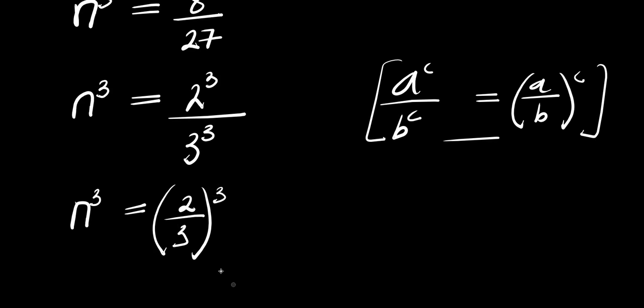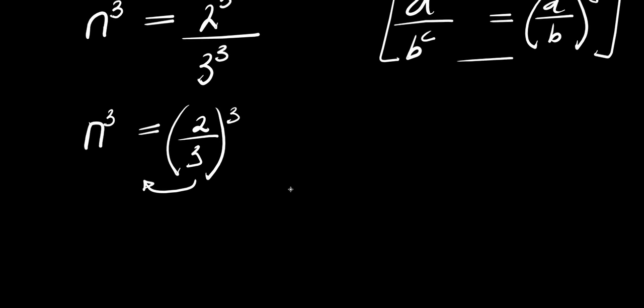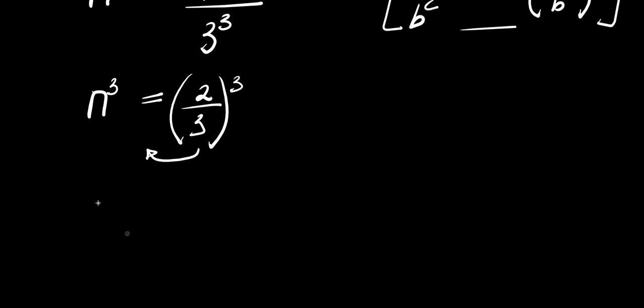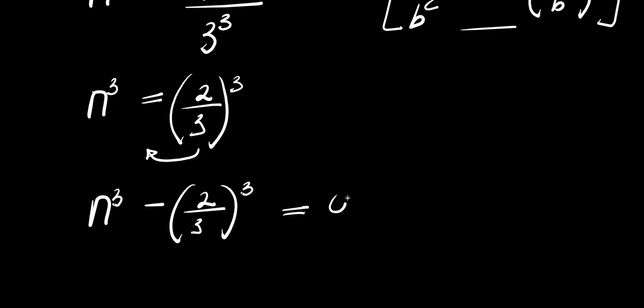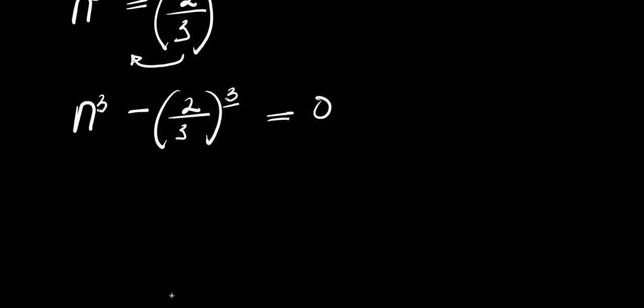of 3. So taking this over here, we are simply going to have n to the power of 3 minus 2 divided by 3 raised to the power of 3, and this equals 0. Now we have power 3 here. We also have power 3 right here, and there's a minus here. So let's try and expand this so we can consider this identity.